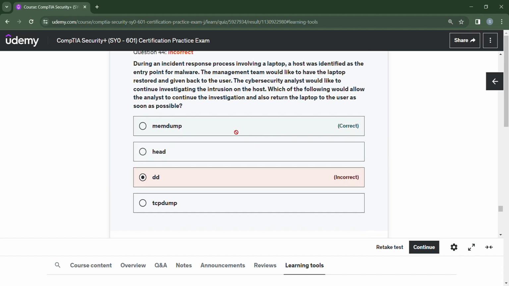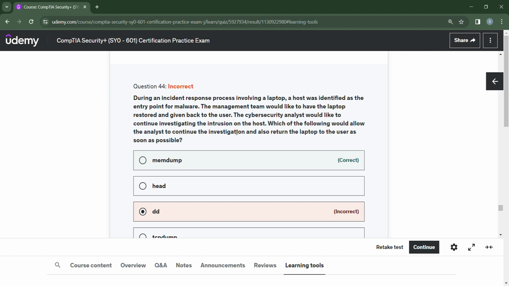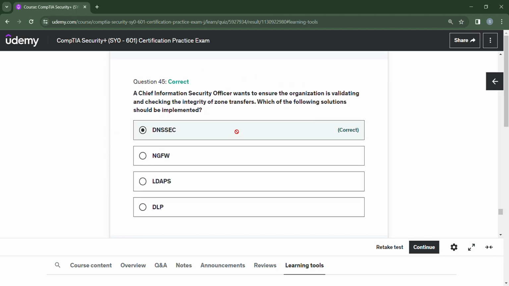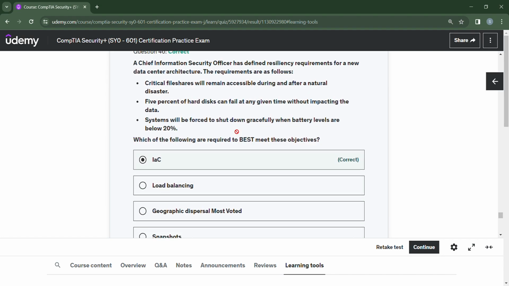DD was wrong, memory dump was right. Okay, so I guess they're going to dump whatever was in the laptop's memory, so that the cyber analyst can continue to investigate it. DNSSEC to validate the integrity of zone transfers.